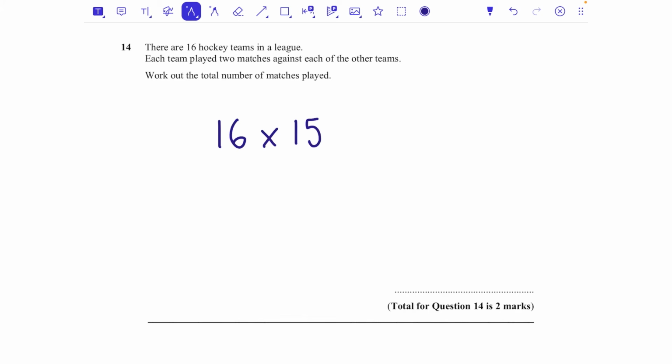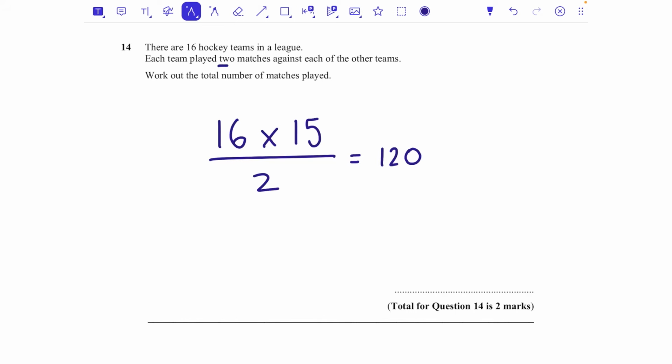But that includes A team playing the B team, and it would include the B team playing the A team. And we don't want to count the same match twice. So we are going to take that value and divide it by 2. And that's going to tell me how many games need to be played for everybody to play everybody. So 16 times 15 divided by 2 is 120. So that would be our answer if we were just playing one match. If every team had to play every other team, that would be our answer.